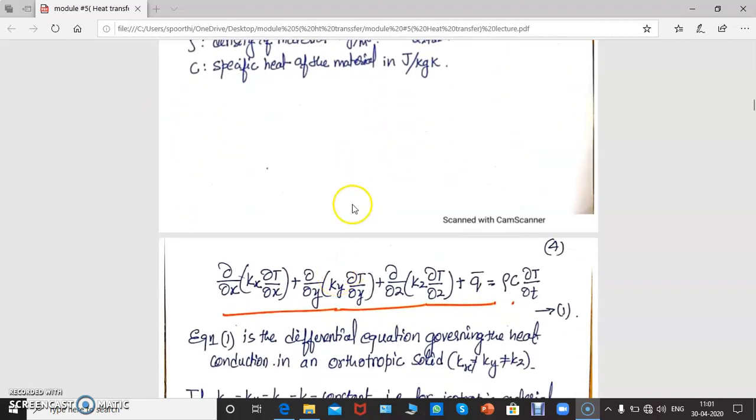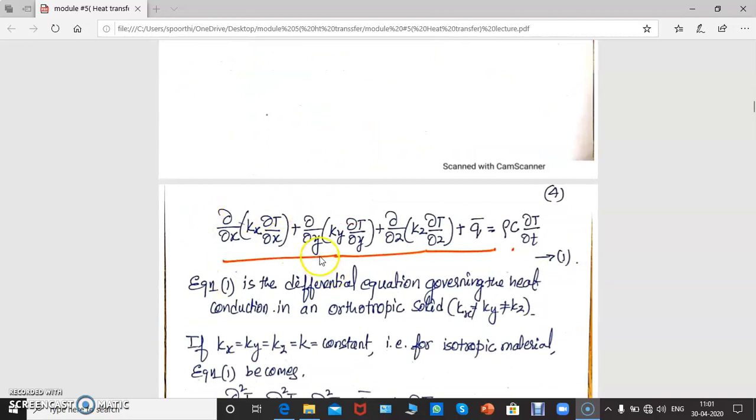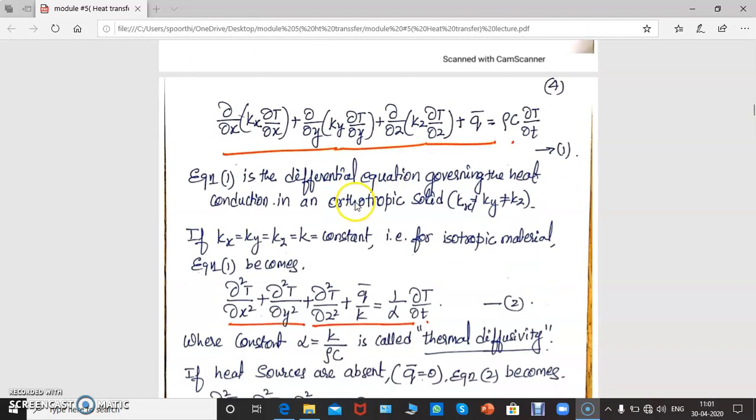So, all these notations you are supposed to know. Now, I am not going into the details of the derivation, but however, some equations you are supposed to know. Say for example, if you take this equation, equation 1, dou by dou x of kx dou T by dou x, plus q bar is equal to rho c dou T by dou t. So, the equations are very much important here.